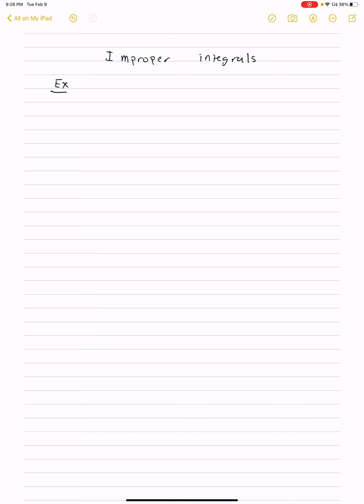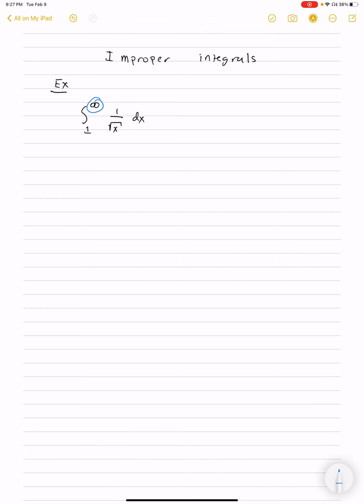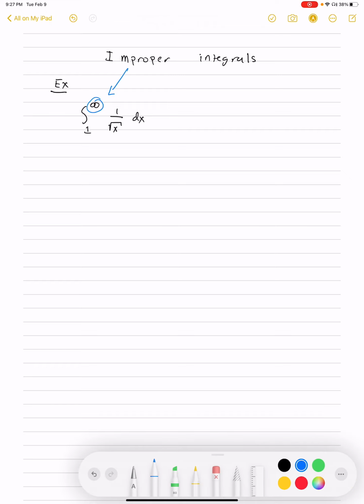So an improper integral is going to have this form: the integral from 1 to infinity of 1 over the square root of x dx. What makes this improper is this infinity symbol that I'm circling in blue. This is the improper part, and it's improper because we're only used to dealing with finite numbers here.